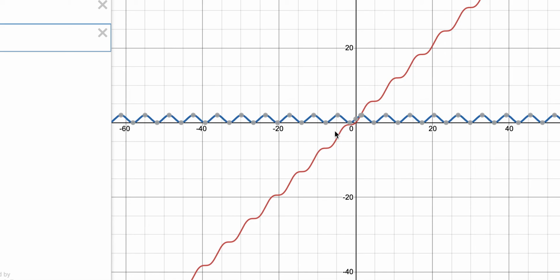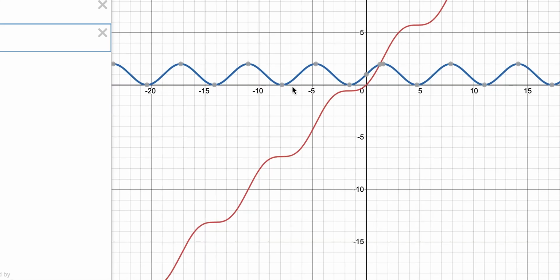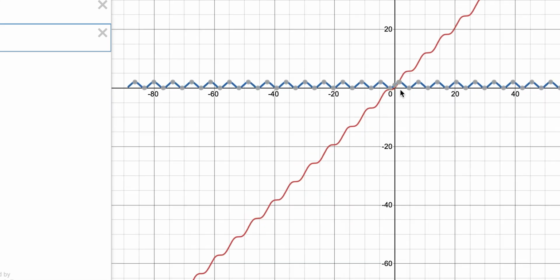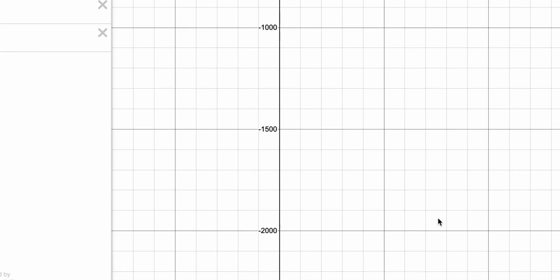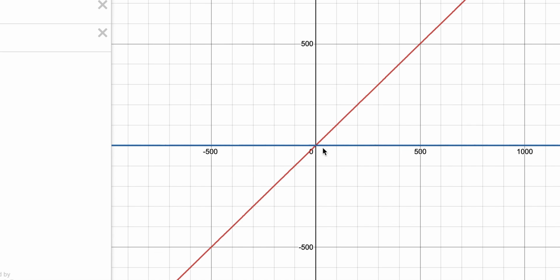But in this case, we can see on Desmos that it works all the time, however much we zoom out. Okay, so that's just this function right over here.